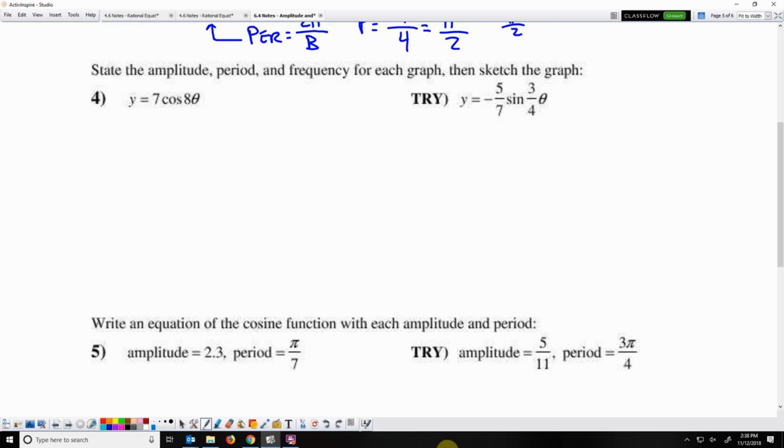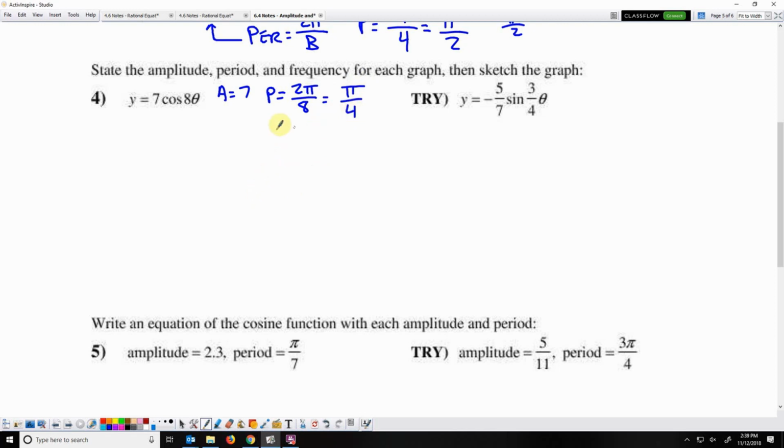So we'll continue talking about graphs of sine and cosine functions. Here we are asked to state the amplitude, period, frequency, and sketch a graph. The amplitude comes from right here, so the amplitude is 7. Next is the period. Period is 2 pi over b, which is 8. 2 pi over 8, which is pi over 4.